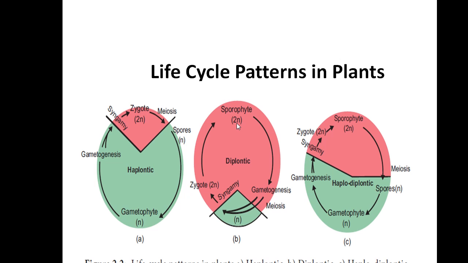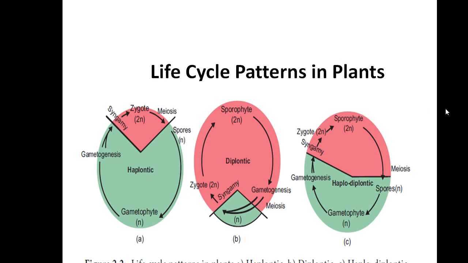Next I am coming to B, that is the diplontic. Diplontic is nothing but, if you are taking the life cycle pattern in plants, zygote is there, syngamy is there. So gametogenesis is there, meiosis takes place, and it's followed by zygote. Next is sporophyte. Here the zygote is formed, but the zygote takes a much longer time than the gametogenesis process. So diplontic is more dominant than the haplontic.